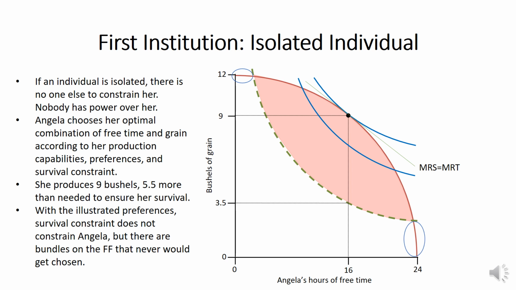And so the ovals just illustrate that there are parts of the feasible frontier that are not accessible to her because of the survival constraint. That's not impacting her choices here because her preferences, her indifference curves, are tangent to the feasible frontier within the survival constraint. But you can imagine that if she had different preferences, that might not be the case, and then we'd have to think about what the survival constraint means in that case.